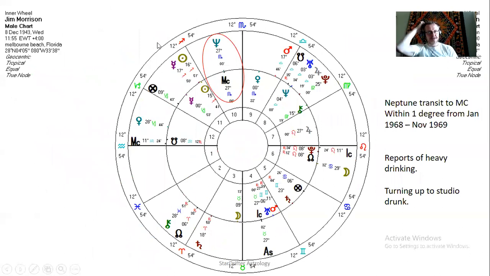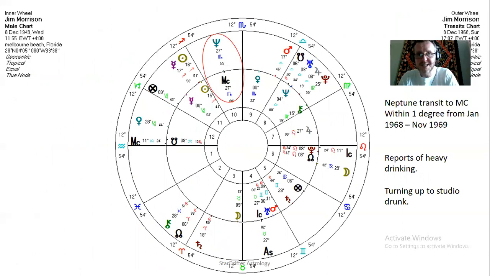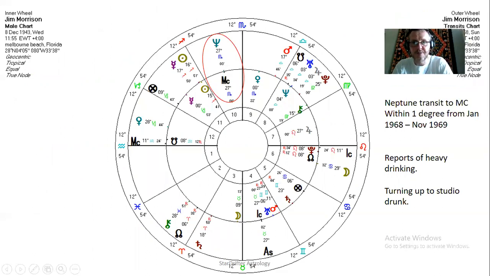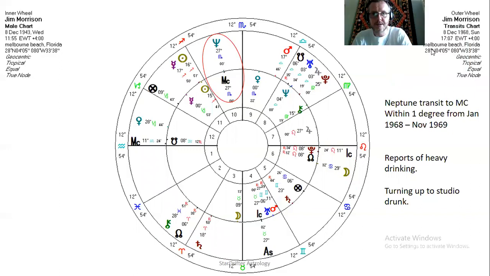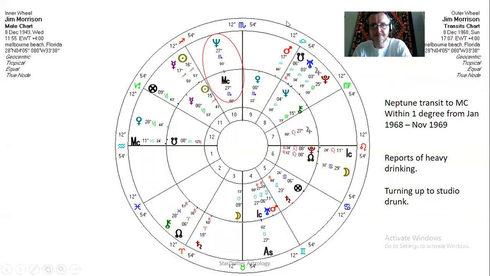Moving on to Jim's transits. This transit was on the 8th of December 1968. These 2 points were conjunct. So transiting Neptune made a conjunction to Jim's midheaven. Now, this transit had been happening from January of 1968 up until November of 1969.